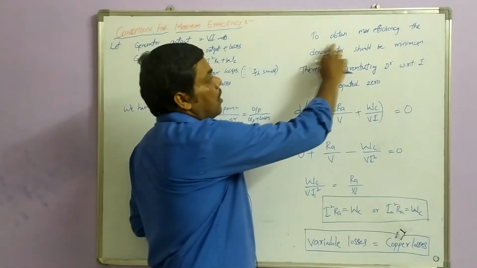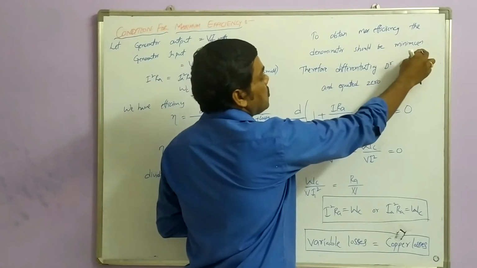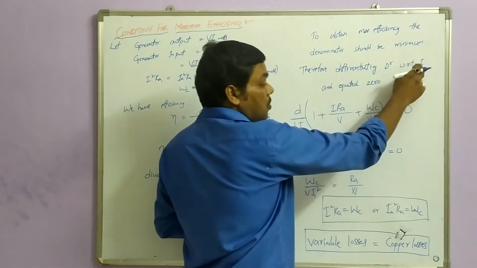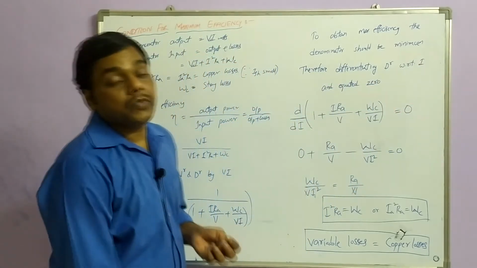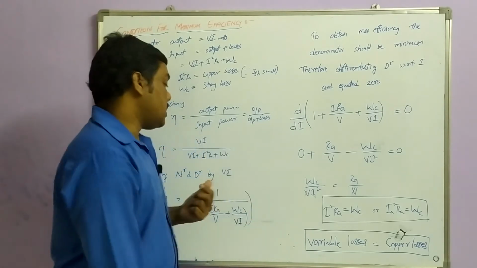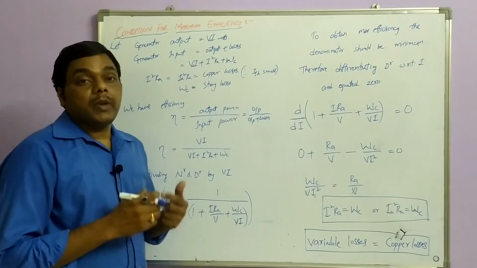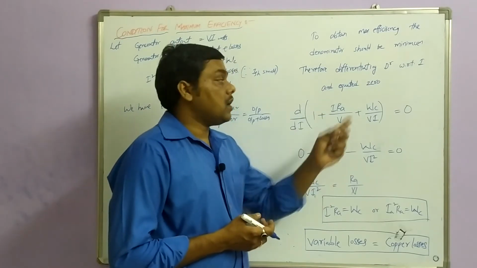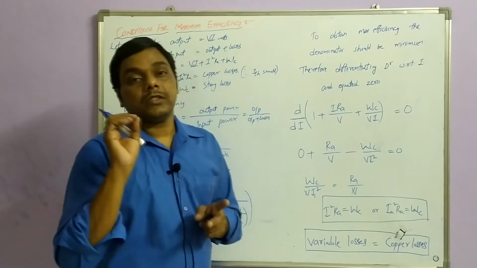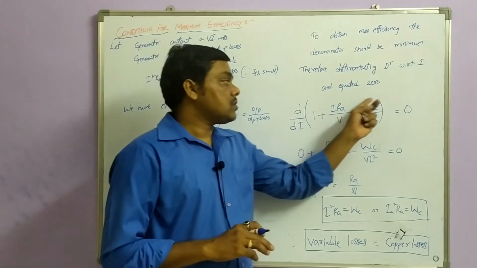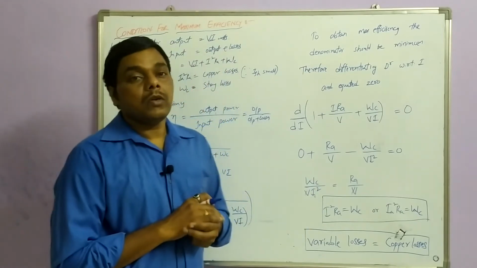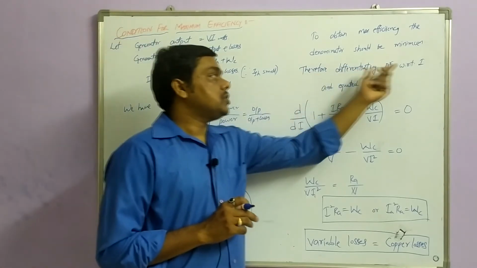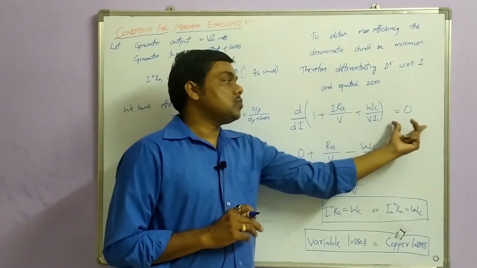Now see here, to obtain maximum efficiency, the denominator should be minimum. Therefore, differentiating the denominator with respect to I and equating to 0. We are differentiating with respect to I since current is a major factor in calculating the copper losses, and Ra, the armature resistance, is constant. It is very small, and the constant losses are anyhow constant irrespective of the load, but only current is going to change with respect to load. That's why I am differentiating with respect to current and equating it to 0.